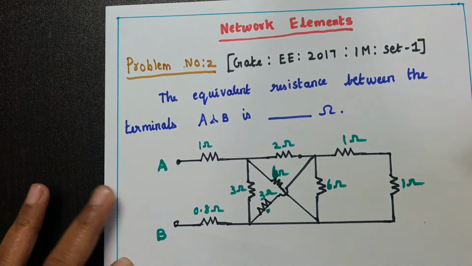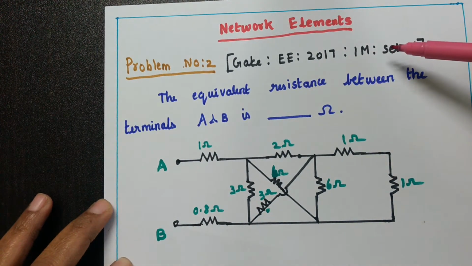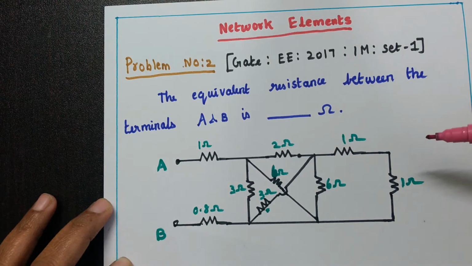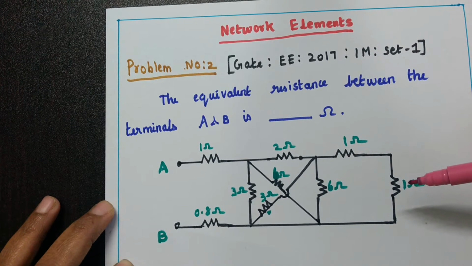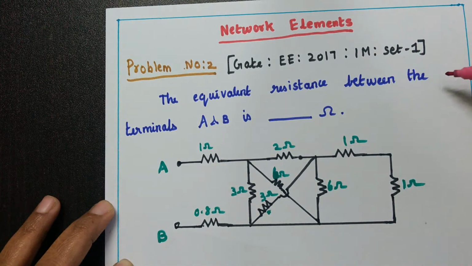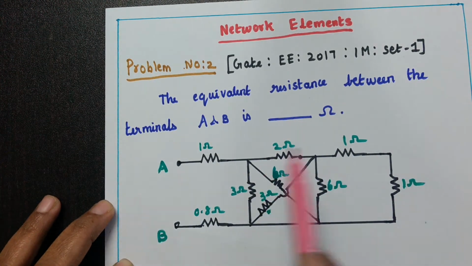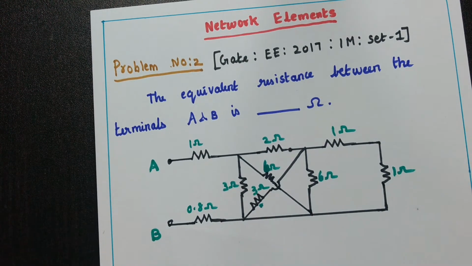This is problem number 2, which is given in GATE 2017, for 1 mark. Here they have given a resistance network. We have to find the equivalent resistance. The equivalent resistance between the terminals AB is dash ohms. Okay, so let me solve the problem.